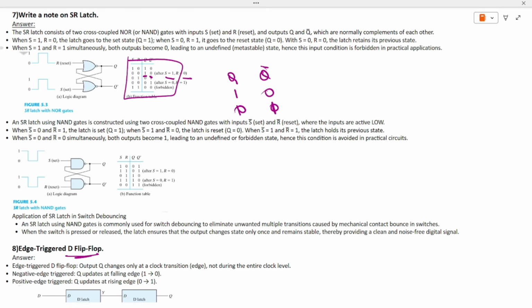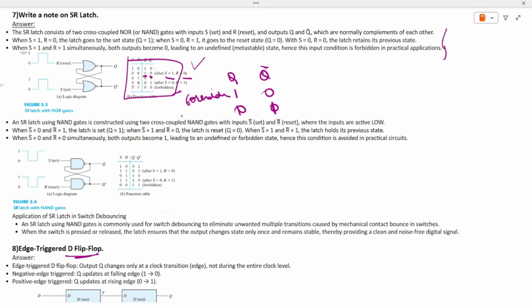If it is 1 0, it is 1, and if it is 1 1, see here, you can see that the input 1 0 gives 1 0, and next is 0 0, 1 0 0 1 0 1 0 0 0 1 1 1. This is the forbidden state. We say that it is the forbidden state, when S is 0 and R is 1 and then S is equal to 1 and R is equal to 0. This is the truth table you have to remember for the SR latch.